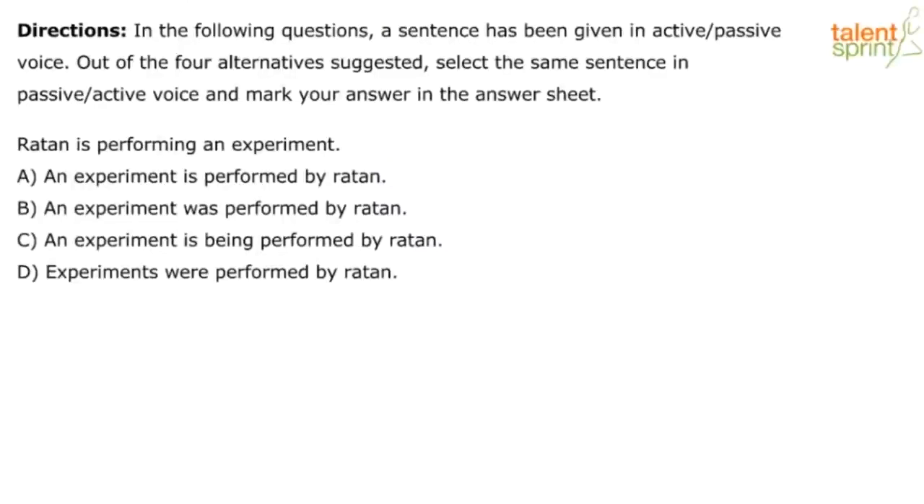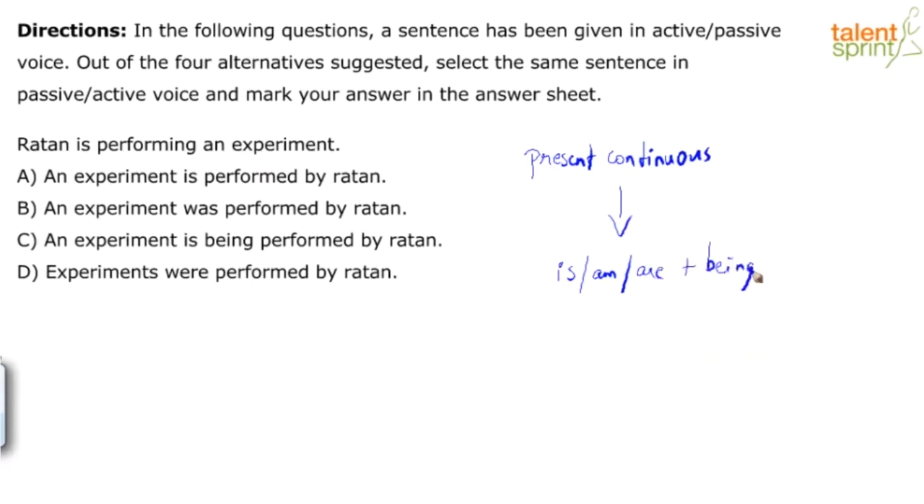Ratan is performing an experiment. Ratan is the subject, experiment is the object. So obviously experiment has to become the passive subject. And we are talking about present continuous. So when you're changing a present continuous from active to passive voice, what's the form? The given sentence is active voice, in present continuous tense. When you're changing it to passive voice, it's is, am or are plus being. Here being is needed. Why? Because it's in continuous form, plus the past participle.